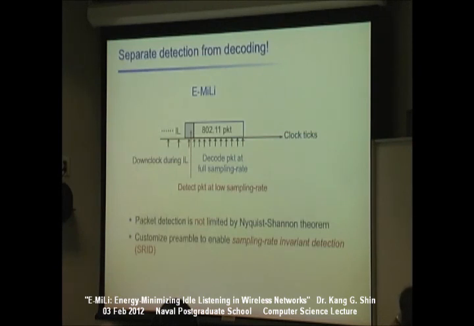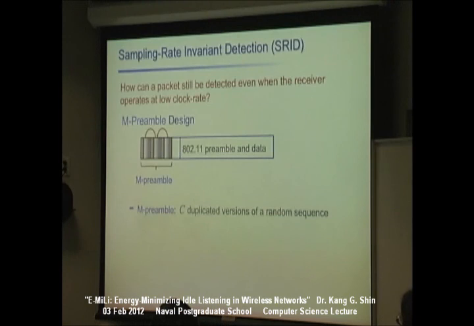In order to do that, you have to generate a special preamble in addition to the regular preamble. So we are designing an additional new preamble we call the M preamble. That is the C duplicate copies of a random sequence. The random sequence is your address.